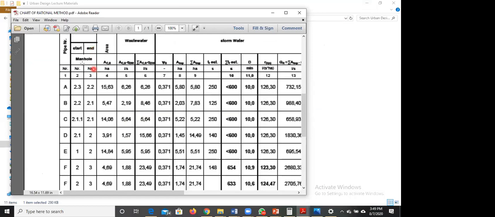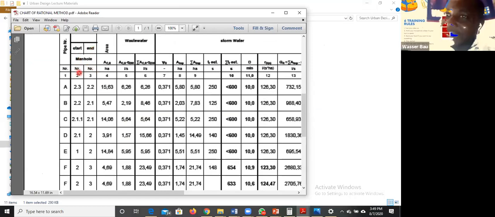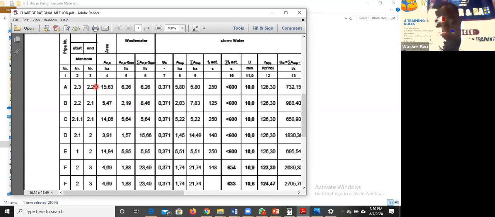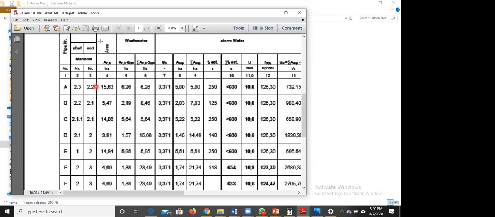After listing the pipe, you list the start coordinates and the end coordinates. It helps you to know the beginning of the pipe and the end of the pipe, so that you can calculate the slope and the velocity. The slope in turn will help you to size the pipe.